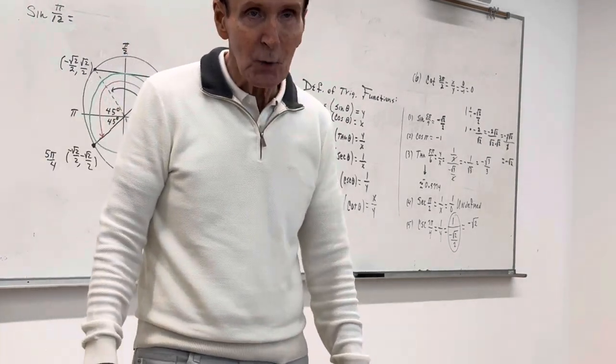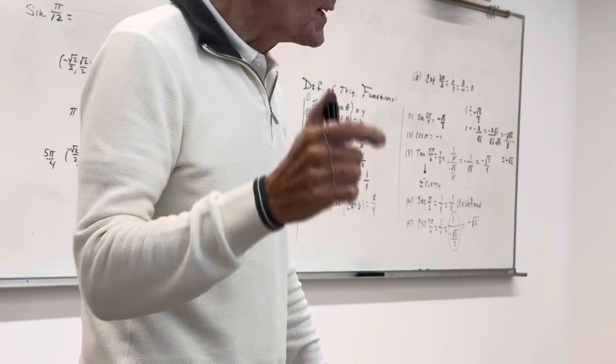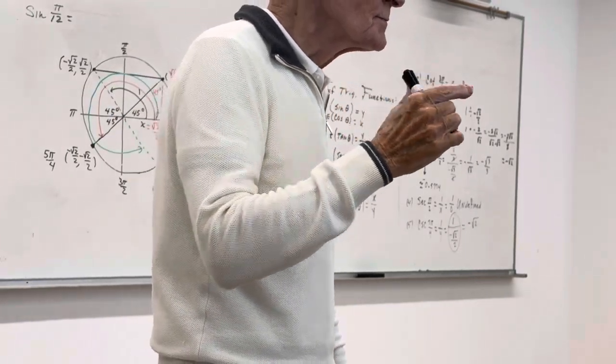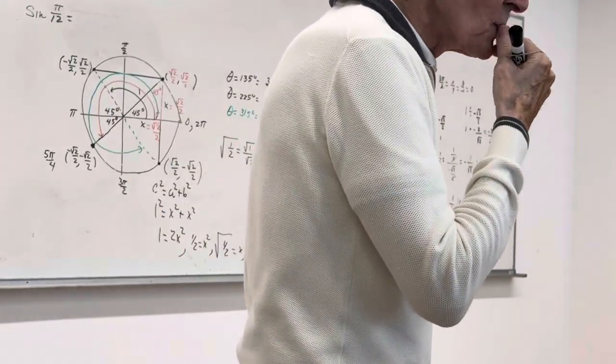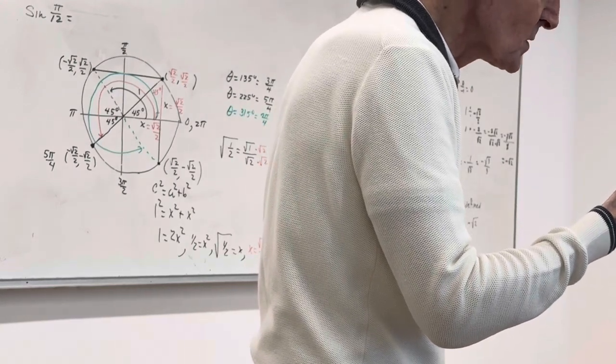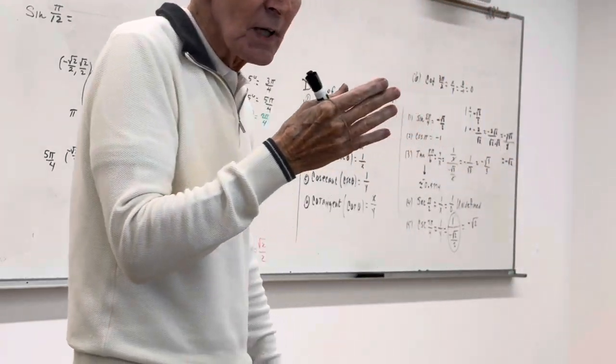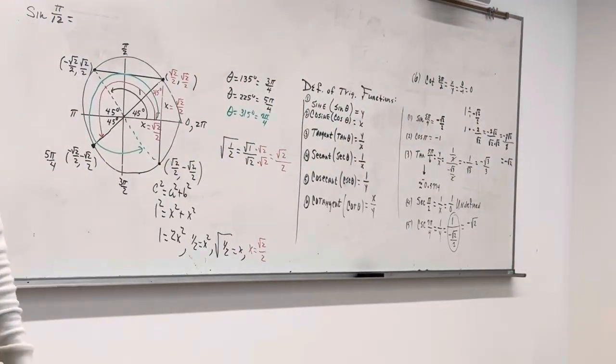Sine of pi over 12. And you get desperate. And you look at your unit circle. I don't think there's a pi over 12 on that unit circle. Is there? I don't think there's a pi over 6, pi over 4, pi over 3. You find those easily on that unit circle. I don't see a pi over 12. Is there a pi over 12?